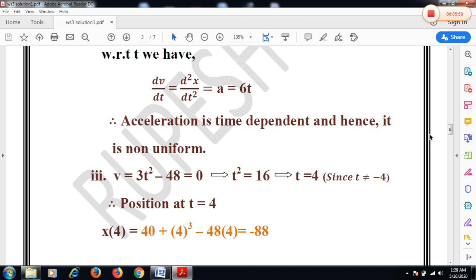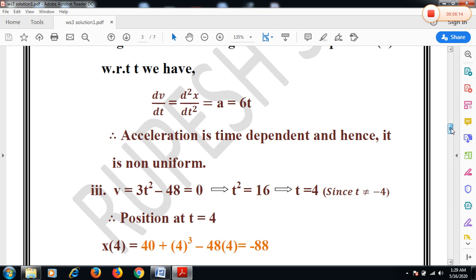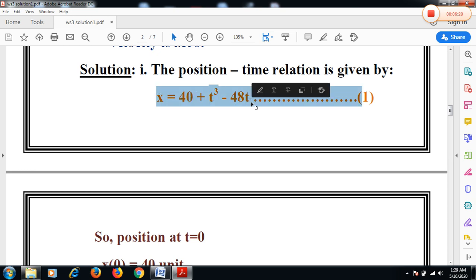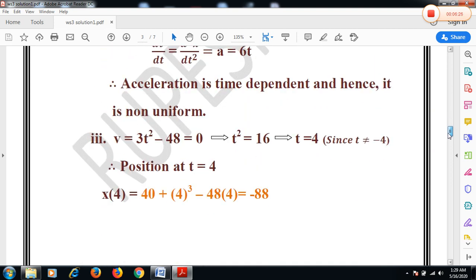Putting t equals to 4 over here in velocity expression, what we are having, x4 equals to 40 plus 4 cube. No, not in velocity expression, rather we need to find out the position, right? So we need to put t equals to 4 in this position expression. Position expression, that is 40 plus t cube minus 48t. So we are having x4, that is position at t equals to 4. Putting t equals to 4 in that expression, x4 equals to 40 plus 4 cube minus 48 into 4, that is minus 88 unit. Okay, students.